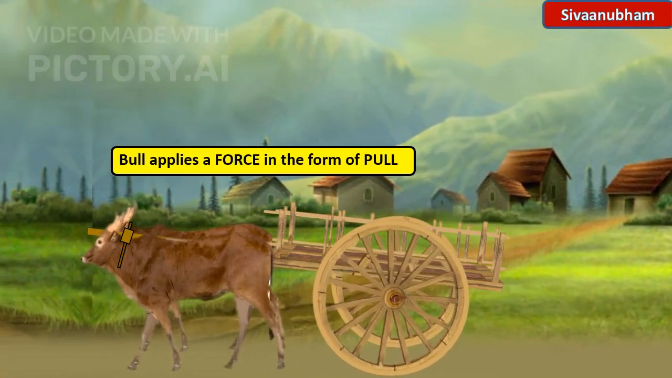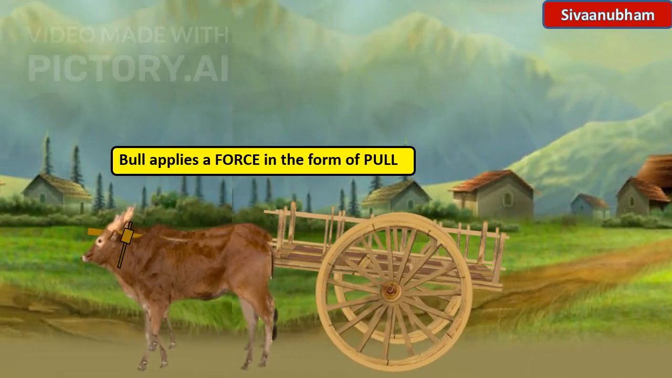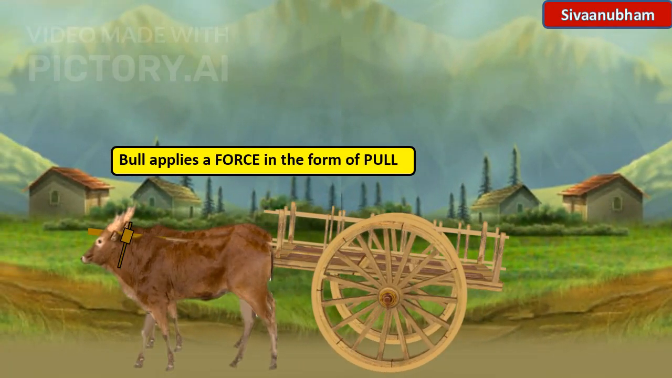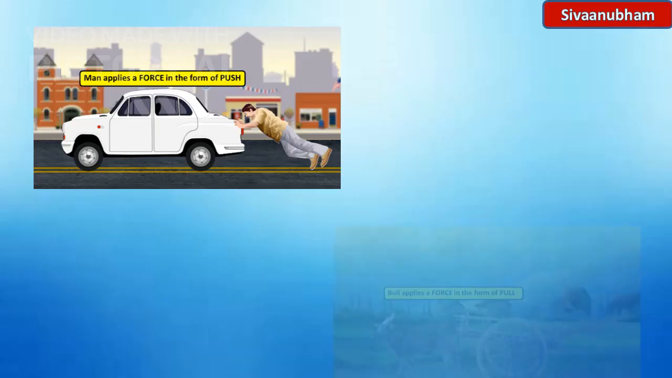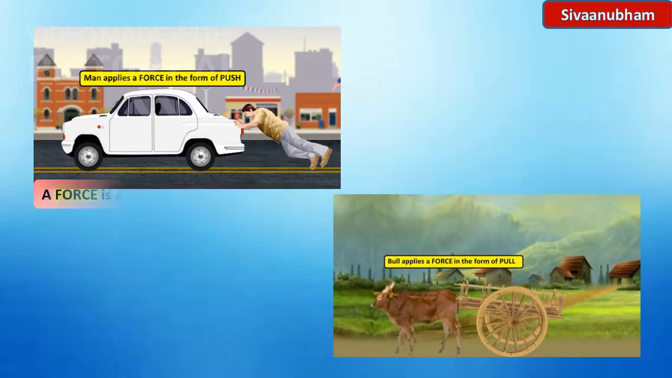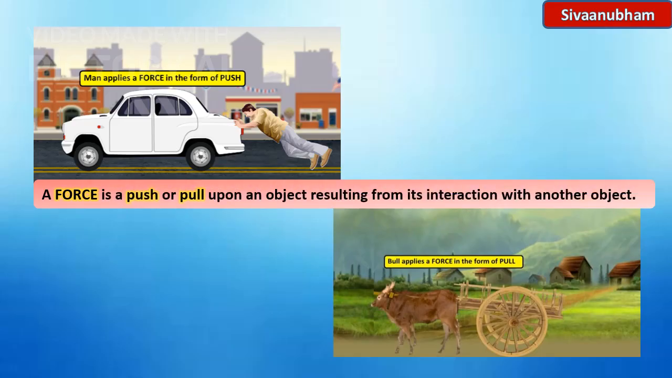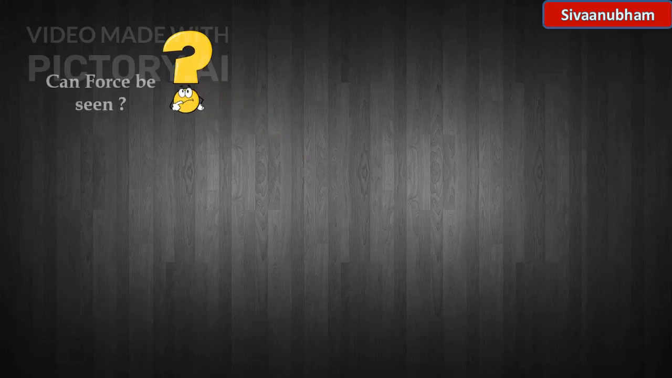In this scene, a bull applies force in the form of a pull to move a cart. This illustrates how force can be used to change the state of an object from rest to motion, similar to pushing. Force is essentially a push or pull resulting from the interaction between objects. Whether it's a man pushing a car or a bull pulling a cart, force is the key element that initiates movement. When a rubber string is stretched, force is used to change its shape.